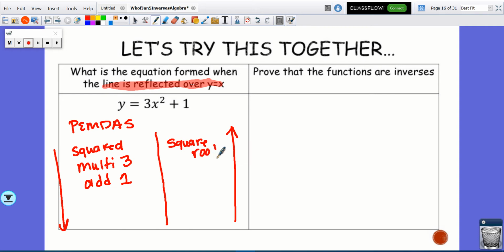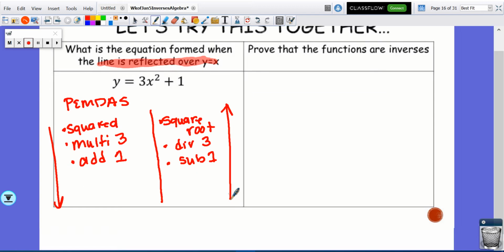Square root. And then we look, and I'm going to just put dots by these. The inverse of multiplication is division, so here we're going to say divide by 3. And the inverse of addition is subtraction. We're going to say subtract 1. So now we're going to start from the bottom and go up to get the inverse.